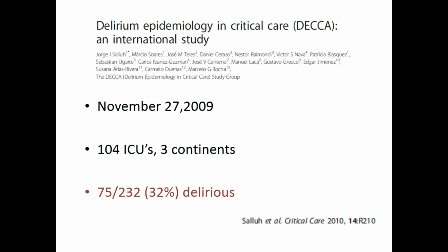This was a point prevalence study that was done and published in 2010 that involved 104 ICUs across 3 continents. And what they found was that on that day, November 27, 2009, of the 200 plus patients that they assessed, 32% of them were delirious at that moment in time. So it just gives you a cross-section across several continents to again confirm that this is a large minority of patients in the ICU that at any given time will be diagnosed with delirium if it's looked for.